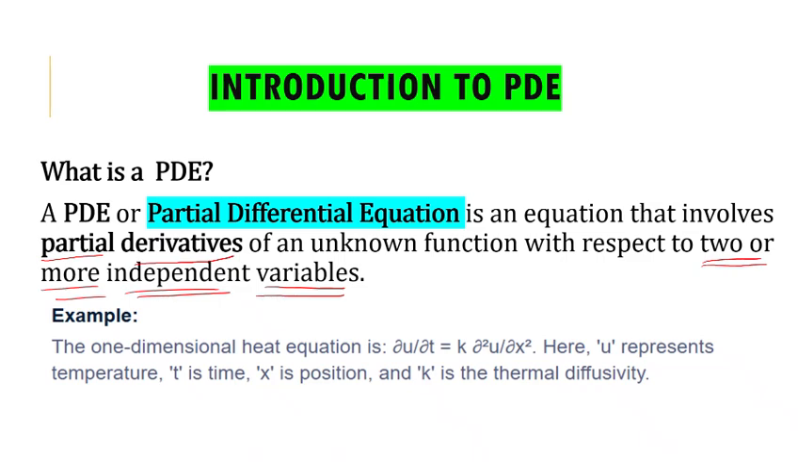So here we see one simple example of a PDE, that is the one-dimensional heat equation, which is represented as dou U by dou T is equal to K into dou square U by dou X square, where U is a function of X and T, that is the temperature at position X and time T, and where dou U by dou T gives the rate of change of temperature over time, and dou square U by dou X square is nothing but the curvature of the temperature profile in space.